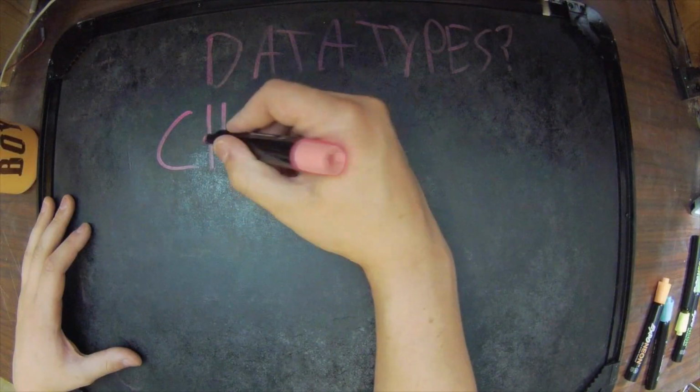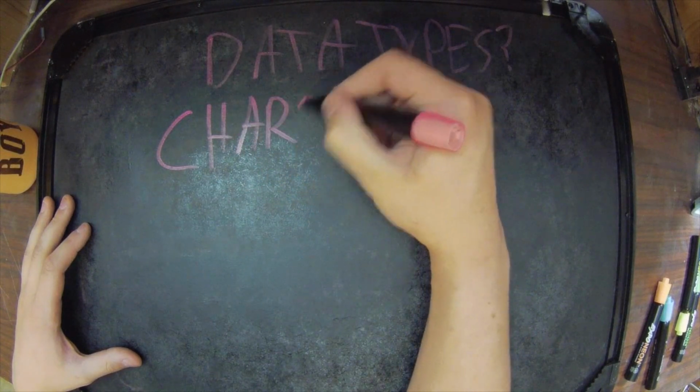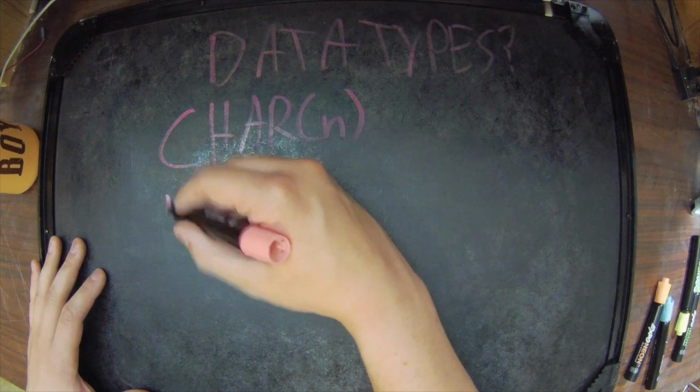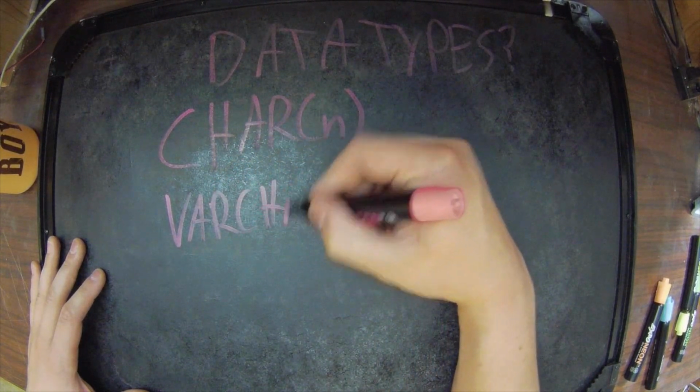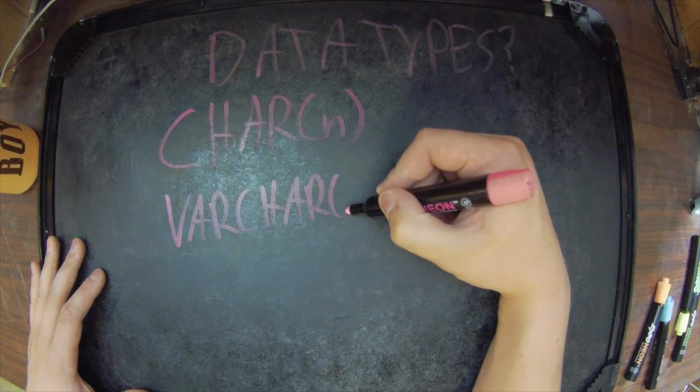All right, so the first data type we will talk about is char n, which means that we want a string with exactly n characters. The next one in relation to that is varchar n, which means we want a string with up to n characters. So what does that mean?